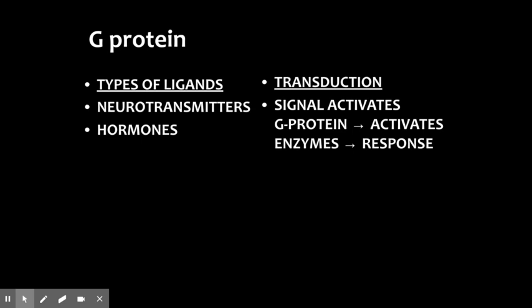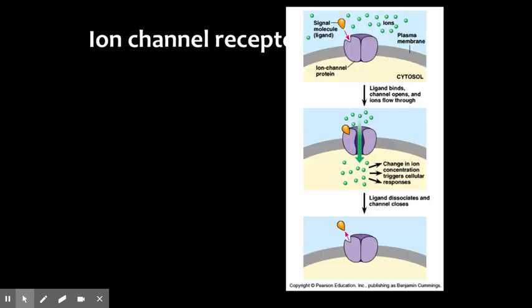So that's G protein. All right, next we have the ion channel receptor. So again, before I even show notes, let's just look and see what's happening in the diagram. You can see in the first panel, the gated ion channel receptor is closed. And then once the signal molecule binds, it causes that conformational or shape change in the protein, causing the channel to open. And now ions can pass through the cell membrane.